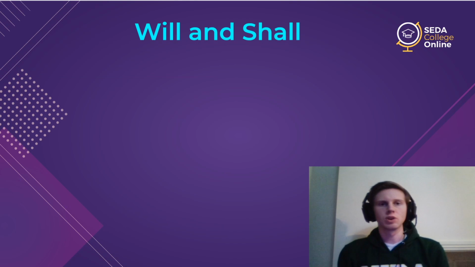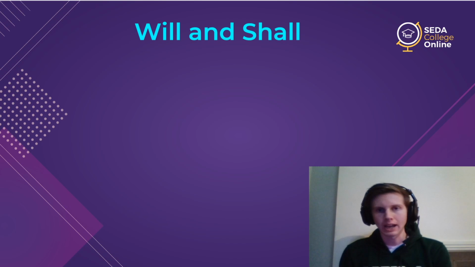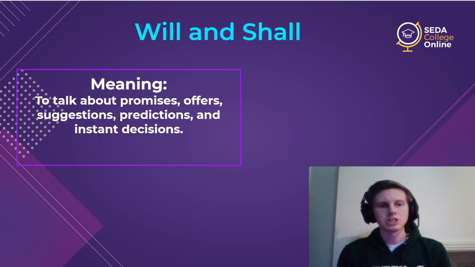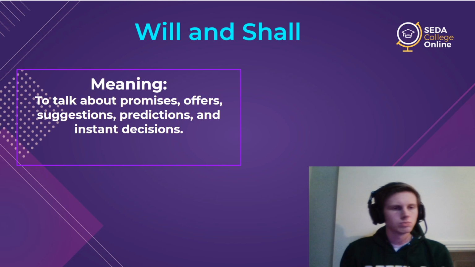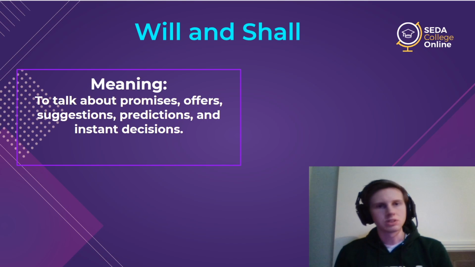So the first future form, I picked what I think is probably the most familiar to you: will and shall. So will and shall are used to talk about promises, offers, suggestions, predictions, and instant decisions. So what do I mean about all of these? Well, promises. We use will when we want to say, I will do something. It is certain. Take my word, I will do this for you. Or we'll use it for offers, to offer help, or to say, I can do this for you. We'll say will.